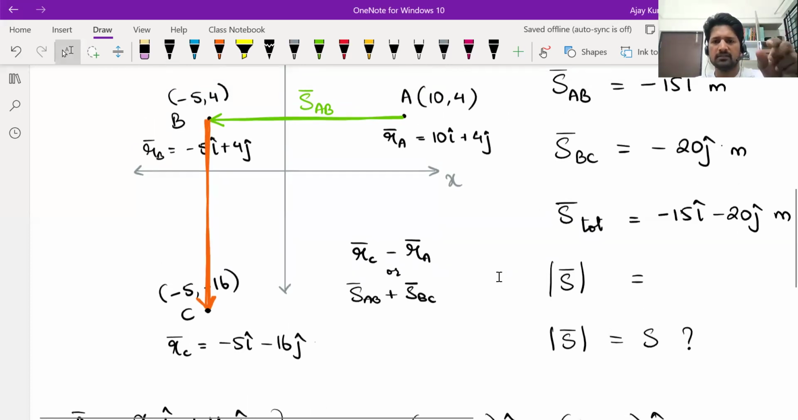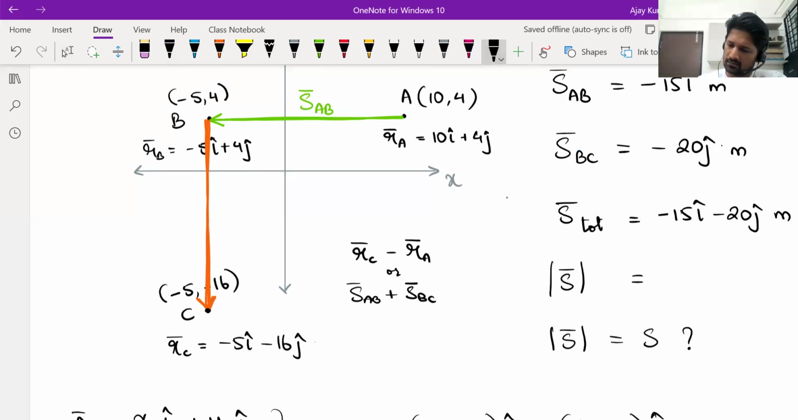Okay. Is this third part clear to all of you? Any questions in that? You just do overall final position minus overall initial position, or you add individual displacements. Okay. So what you get is this, the vector from A to C. That's the complete displacement vector.